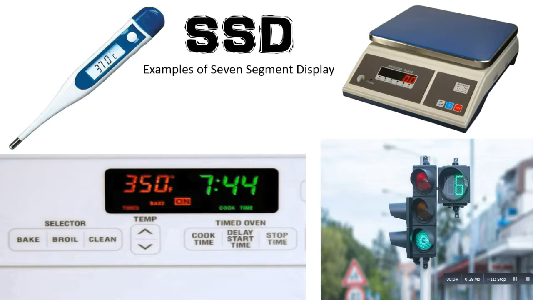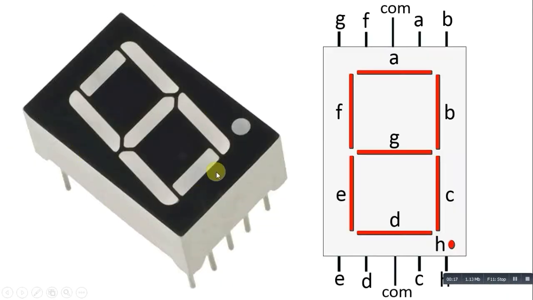Examples where a 7-segment display is used include a digital thermometer, a digital weighing machine, the countdown at traffic lights, and the timing and temperature display on an oven. Now this is how an SSD actually looks.